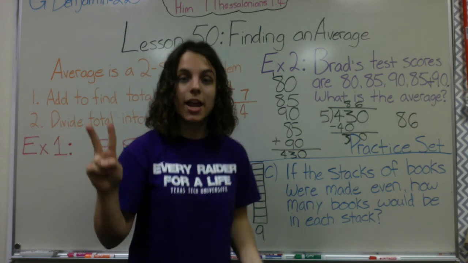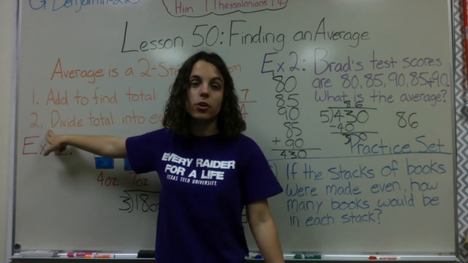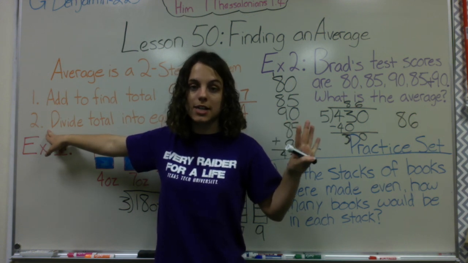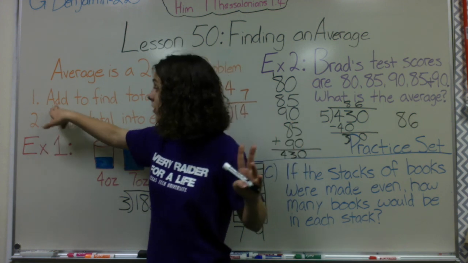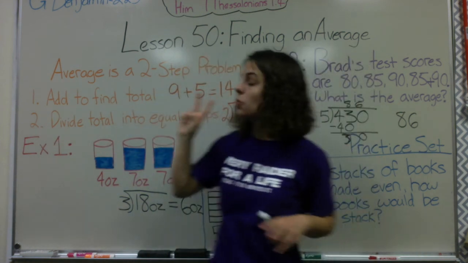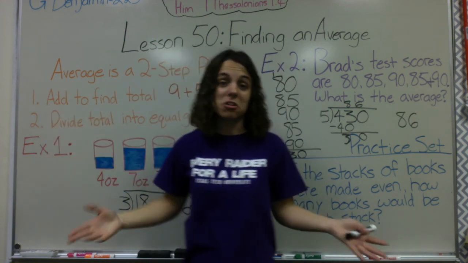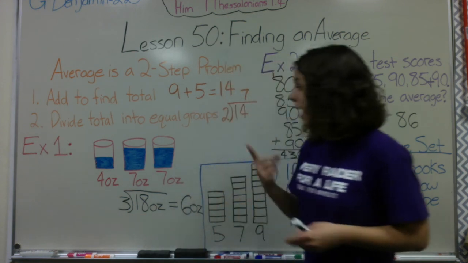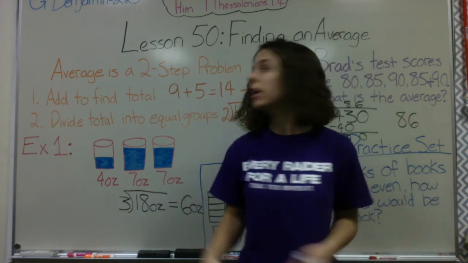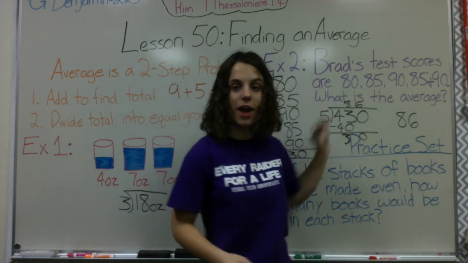It's always 2 steps. A great way to remember this is you add first, then you divide. If you think about your order of operations, you have adding, dividing, multiplying, and subtracting. Those are your 4 operations. And the first 2 in alphabetical order are the first 2 that you use to find the average. Add, which is A, and then D, which is divide. So that's a fun way to remember it. You add first, then you divide, and you always divide by however many addends you have. How many equal groups did you have before? In example 1, we had 3 equal groups, so I divided by 3. In example 2, I had 5 test scores, so I divide by 5.